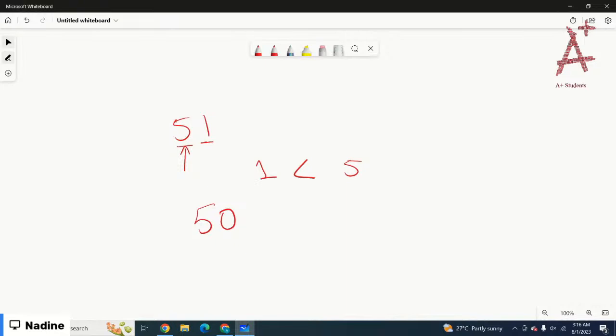The concept is the same. 51 is between 50 and 60, right? And it is just one away from 50, very near to 50. So it is rounded off to 50.